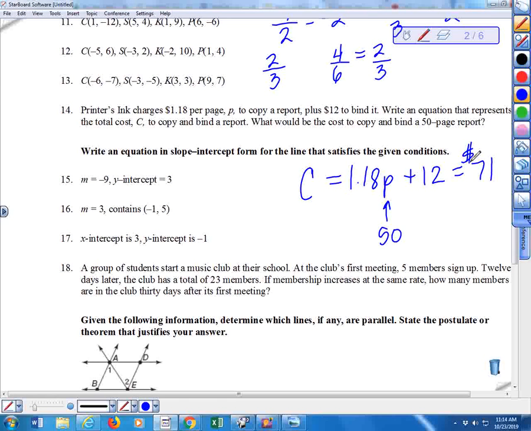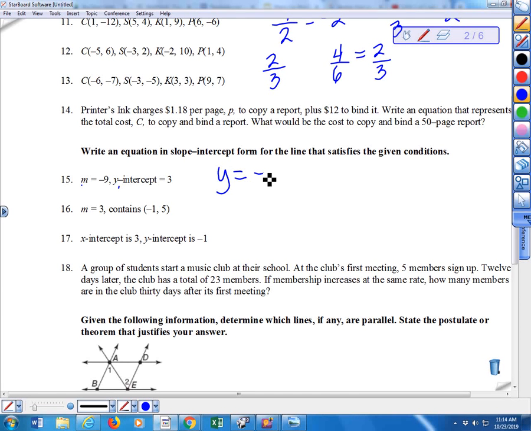Questions on how to write that expression or that equation? Makes sense? Okay. All right. Write an equation in slope-intercept form that satisfies the given conditions. Well, I'm given the slope and the y-intercept. This is going to be the easiest kind of equation, right? Because this would be y equals negative 9x plus 3. I just plug it in for m and plug it in for b.